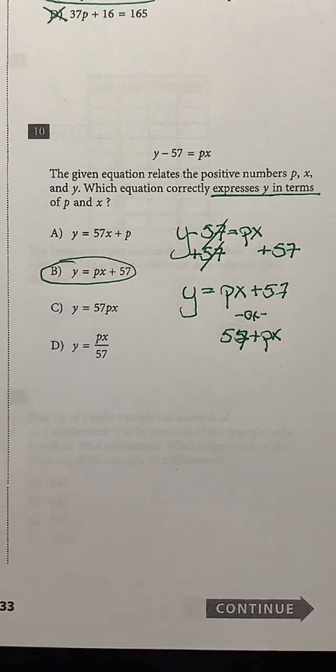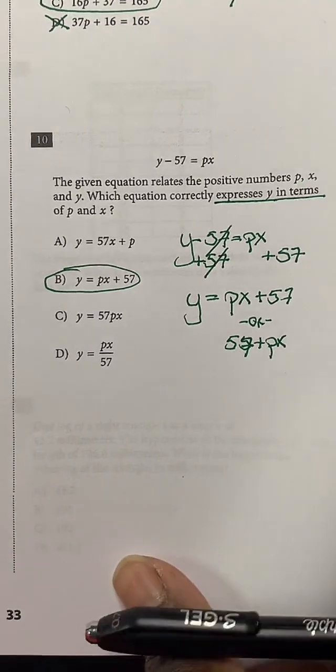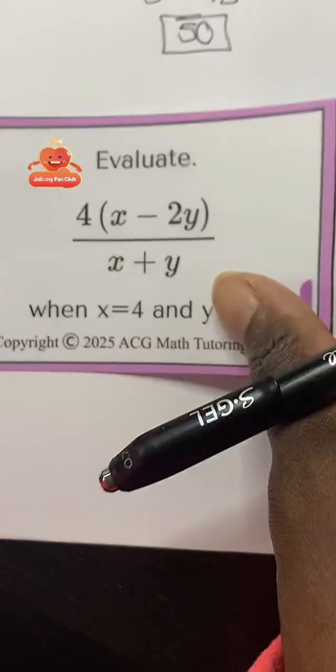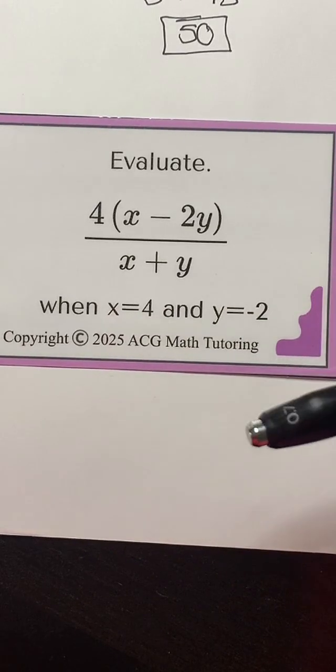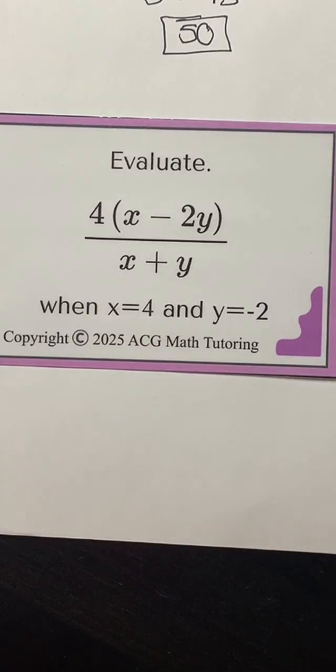All right, so a couple more flashcard times. Let's see. We're all good. All right, so here we go. I want you to evaluate. Okay, tell me what my answer is. 4 times x minus 2y divided by x plus y when x is equal to 4 and y is equal to negative 2. What is my answer?